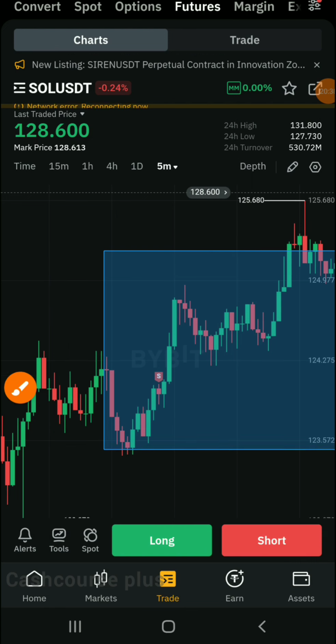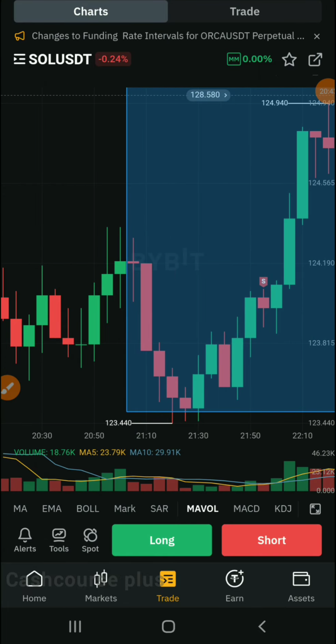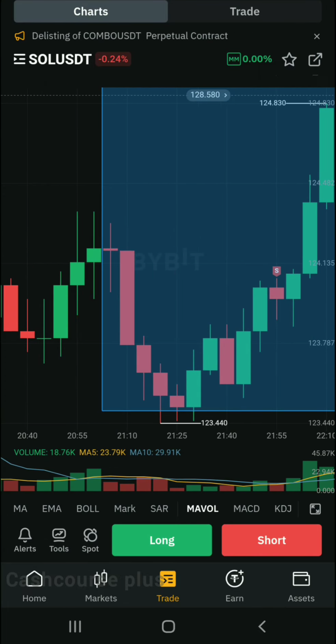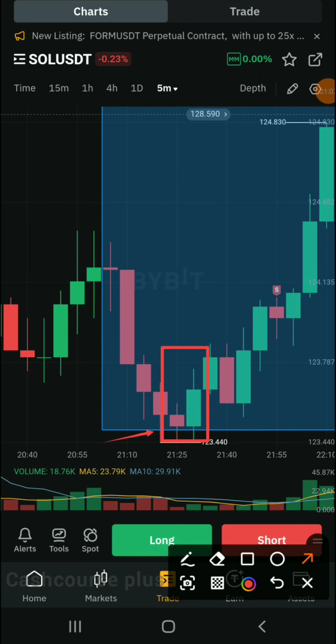So in this case, if we are to zoom out, you're going to see that there is a bullish engulfing candlestick that formed just right here. All right, so this is the bullish engulfing candlestick. A bullish engulfing candlestick occurs when a red candle is formed previously, and then a green candle will come and totally engulf the body and the wick of the red candle that has previously formed.